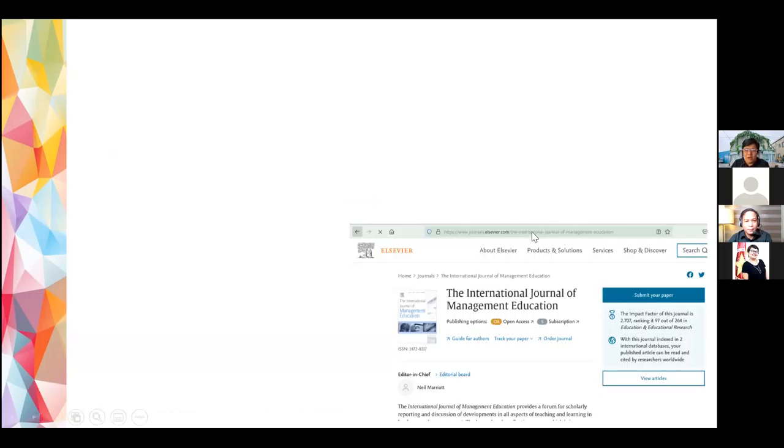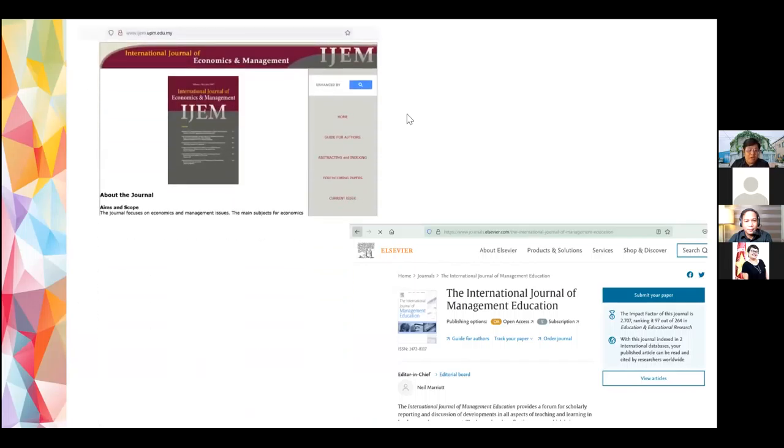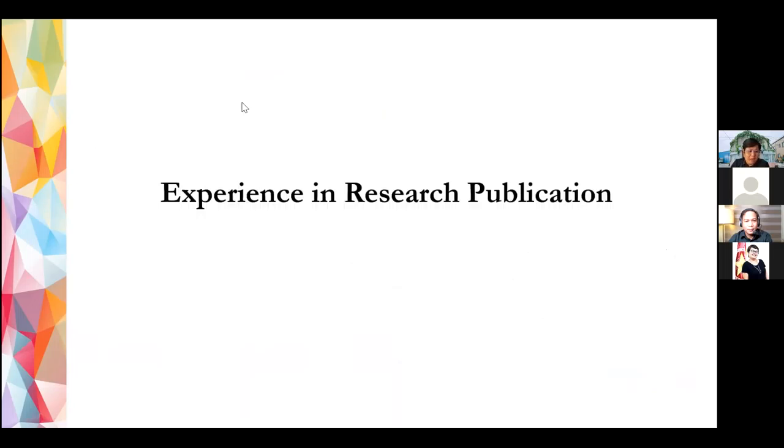Okay, so I also do review for the International Journal of Management Education by Elsevier, which is one of the top journals in the field of business. Okay, and at the same time, International Journal of Economics and Management. This is also a journal which is currently indexed in Scopus, ranked Q3 in Scopus and managed by University Putra Malaysia, one of the leading universities in Malaysia. Okay, at the same time, I will also be sharing with you my experience in research publication.